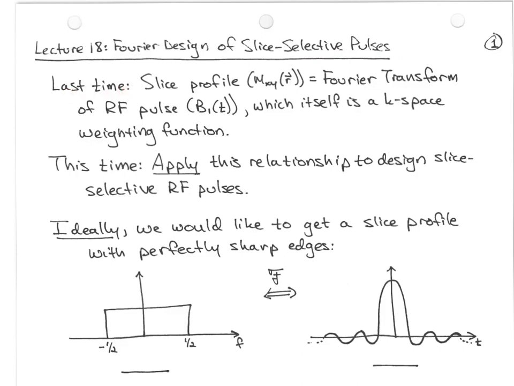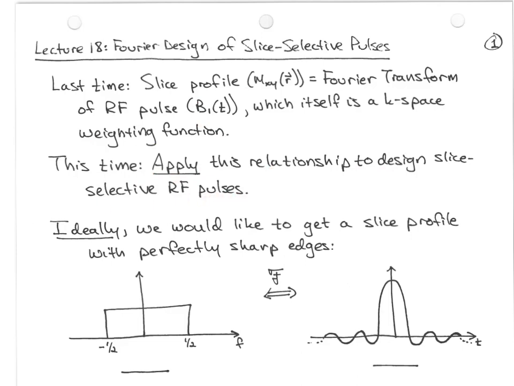So last time we talked about the small tip angle approximation, which says that the slice profile, which we define as the transverse magnetization as a function of space, is equal to the Fourier transform of an RF pulse B1 of t, which itself is a k-space weighting function. That is, B1 of t is a k-space weighting function in the small tip angle regime, if B1 of t only excites small tip angles. So this time we're going to apply this relationship to design slice-selective RF pulses.